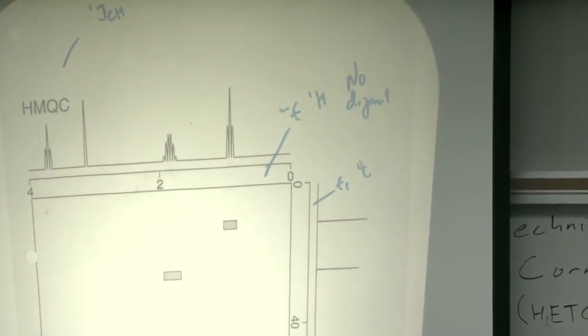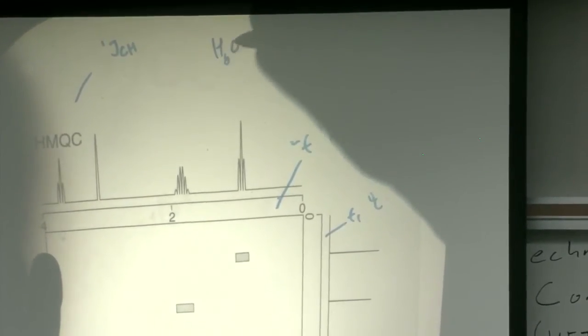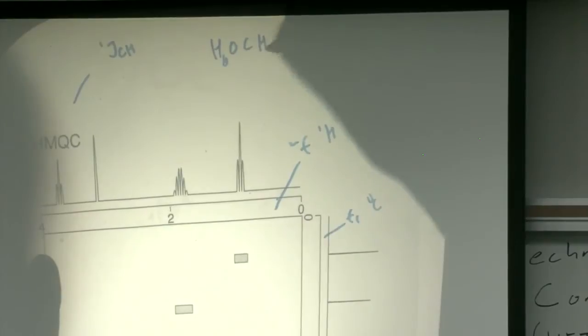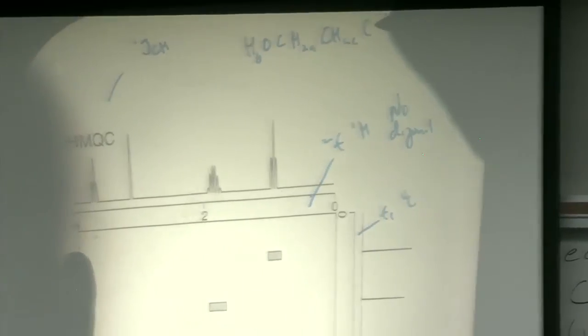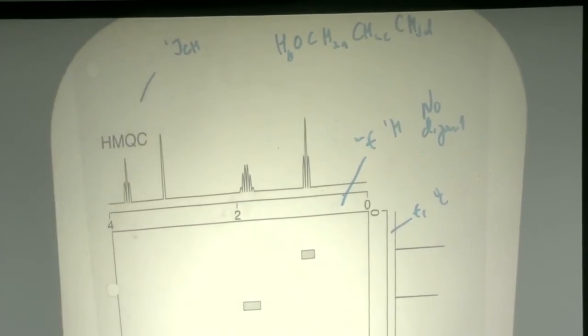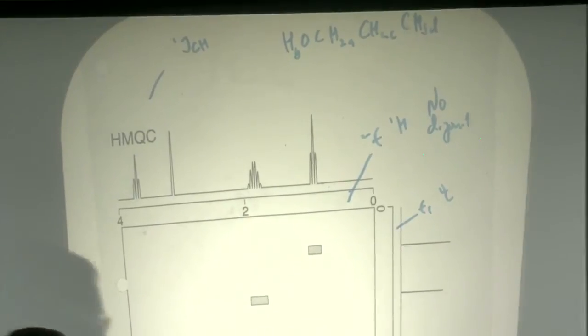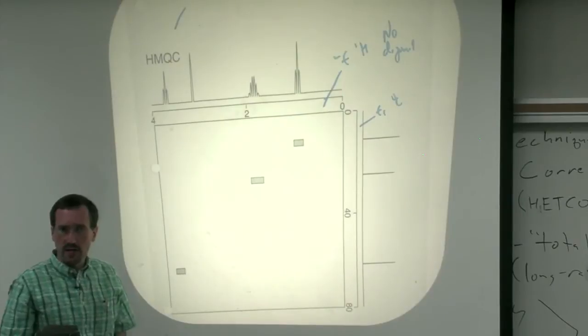And again, if I transcribe the structure of the molecule and I call this HBOCH2A, CH2C, CH3D for the molecule, now what we're going to do is to correlate these carbon peaks with the proton peaks.